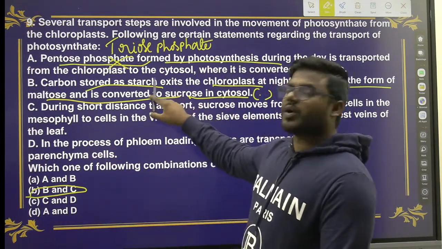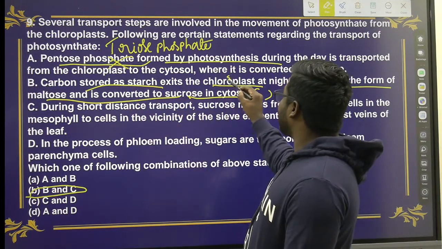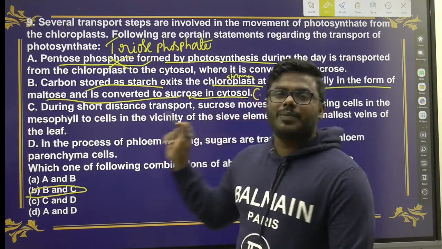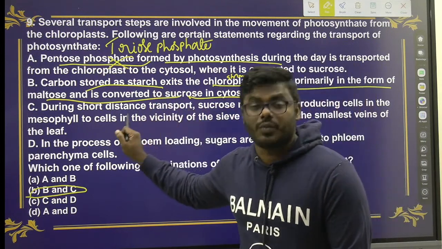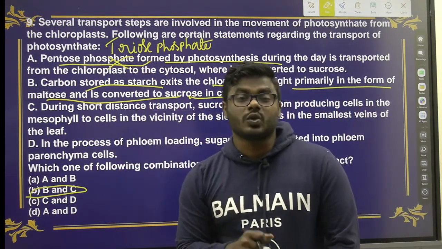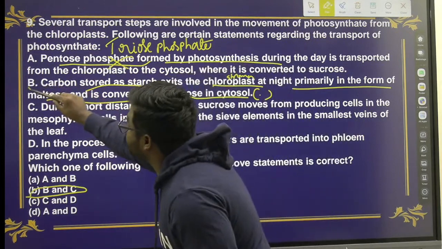Where is the site of production of starch? We read it occurs in the chloroplast stroma. Obviously from the chloroplast stroma it is going to enter into the cytosol, where it is converted into sucrose. Sucrose is the one which travels through the phloem. Option B is absolutely right statement.